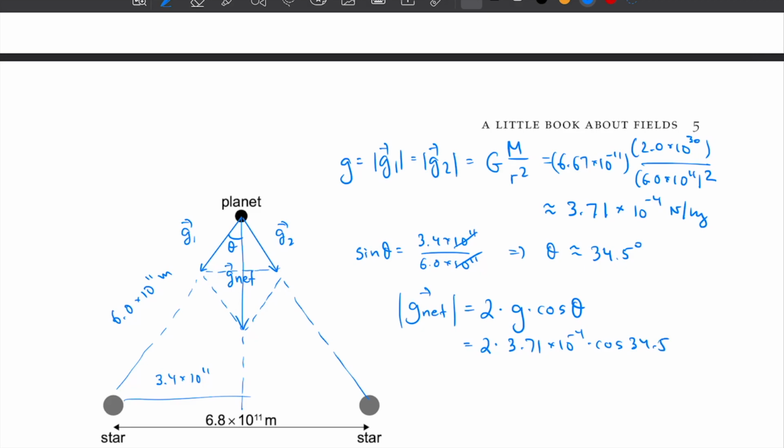So let's do that. 2 times 3.71. Do this on your calculators as well. Pause the video, work it out. And I got 6.1 times 10 to the negative 4 newtons per kg. There you go. That's the magnitude of the net gravitational field strength at that point.